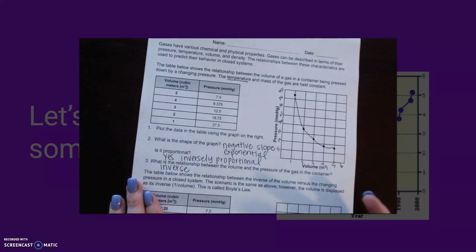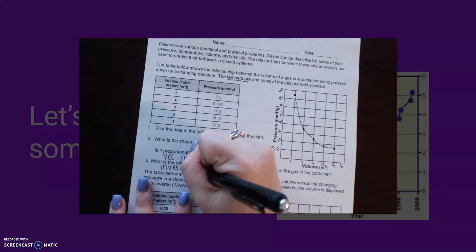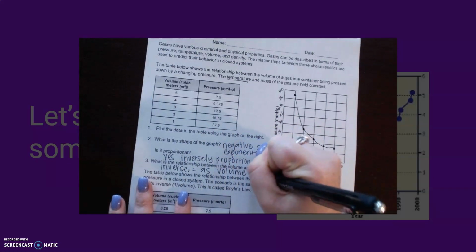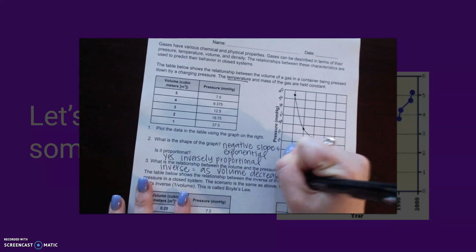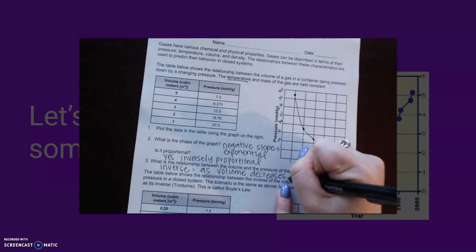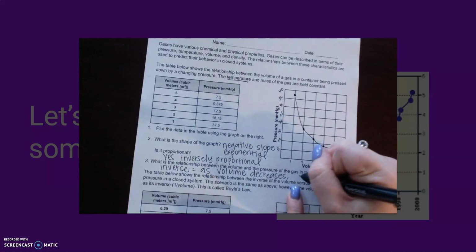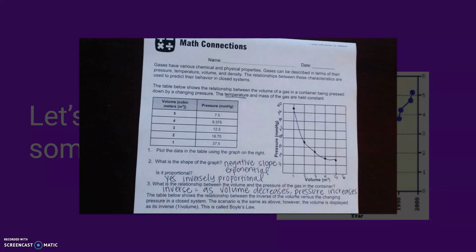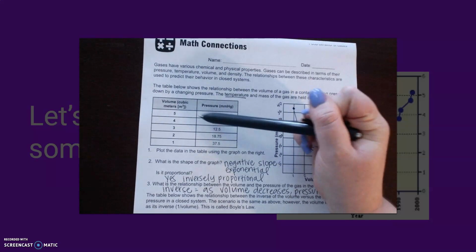But then also, I'm going to write: as volume decreases, pressure increases. And so when you go on to do your 2 questions that are like this, I want you to be thinking the same thing. Is it positive slope? Is it negative slope? Is it linear? Is it exponential? What is the relationship that they have?